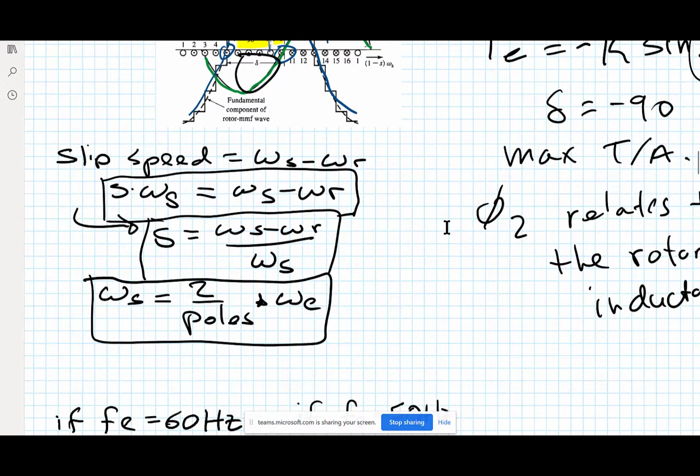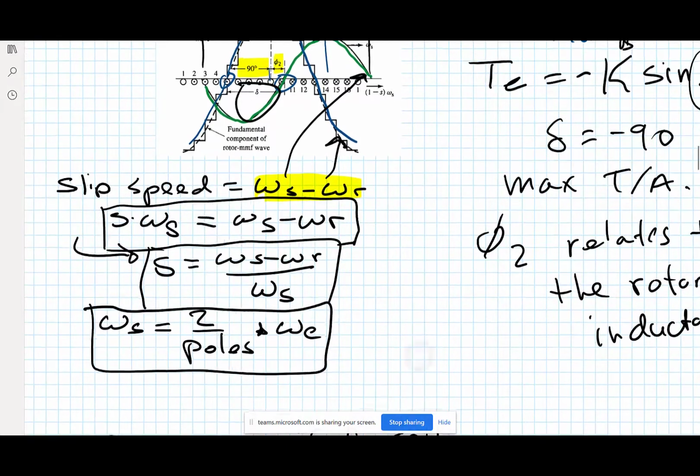So what we have is two speeds. The speed associated with the synchronous flux, or you could say stator even, the little s could mean stator or synchronous, and a little r, rotor. That's the rotor MMF speed. This is associated with this guy, and this is associated with that guy. And the difference between them is what is called the slip speed.